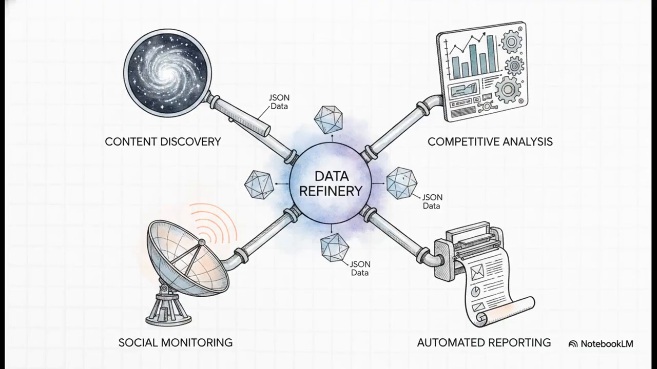So, because the API hands you this perfectly clean, structured JSON, you can plug this Truth Social data right into your workflows immediately. Think about content discovery. You can instantly identify viral topics or influencers among those prominent accounts. Or you can fuel competitive analysis dashboards to track engagement rates and growth. Marketers are already using it for social monitoring, to gauge sentiment on hashtags, or just piping it straight into automated reporting tools for their stakeholders. The data is literally ready to use the exact second it hits your server.